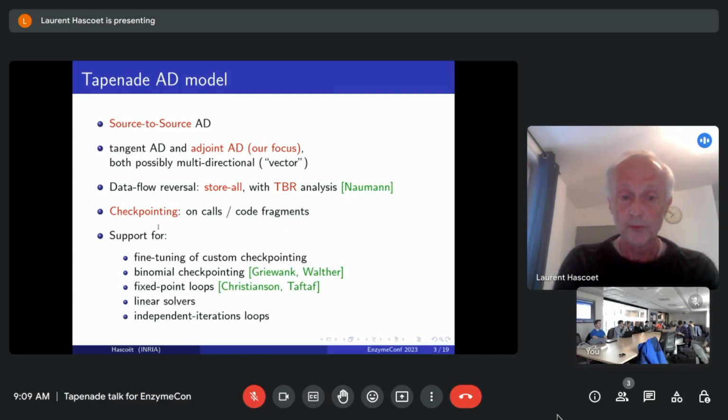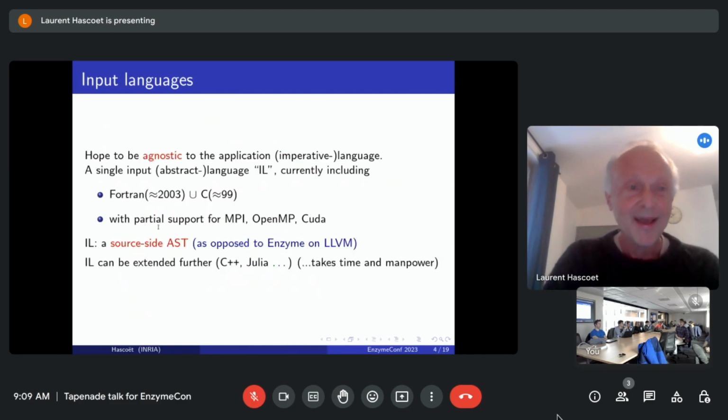There is also support for binomial checkpointing. Actually, it's built in. Also built in is the strategy for fixed point loops, the two phases method from Christensen. There is support for efficient adjoint of linear solvers and of this kind of loops, which is quite frequent, loops where there is no dependency carried by the loop.